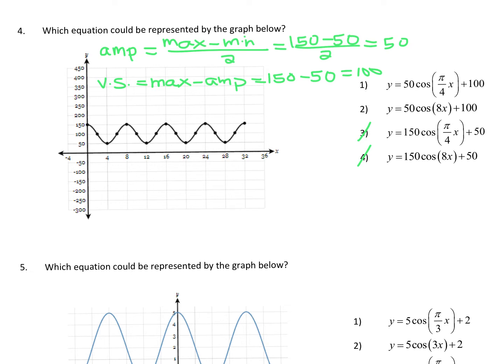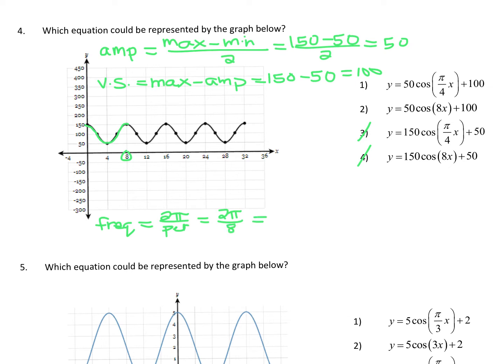So we know that frequency is equal to 2 pi over the period. The period is how long it takes to complete one cycle. Now we can see from here to here is one complete cosine curve. If you notice, it took us 8 units to get there. So the period is 8. This right here is our period, so I'm going to replace that with period.